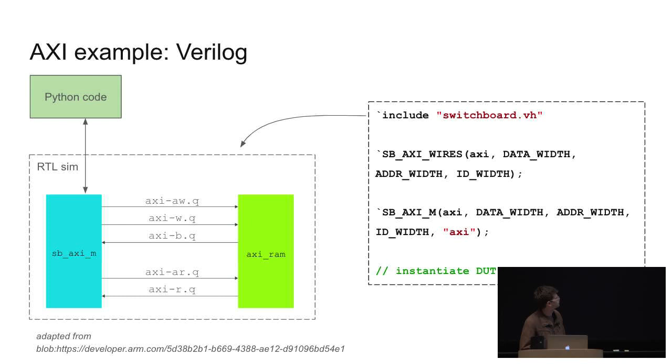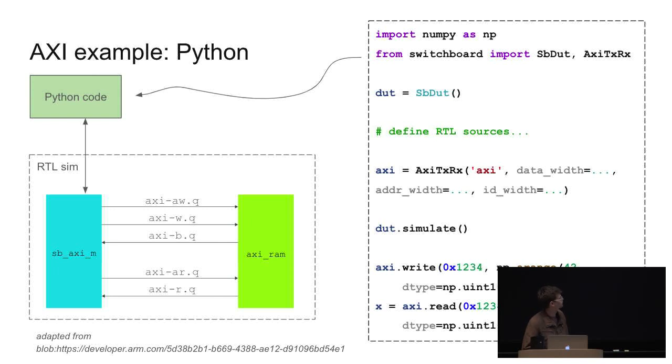It looks very similar to using the native Switchboard packets, where there are macros available to create the connections. In this case, we're not just creating a single connection, but several connections that correspond to the different channels in the AXI interface.